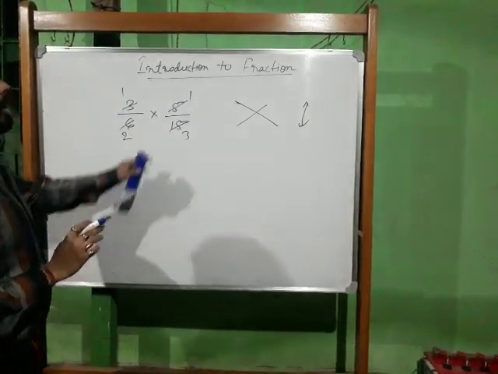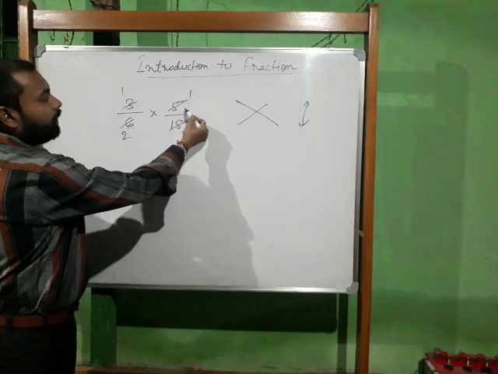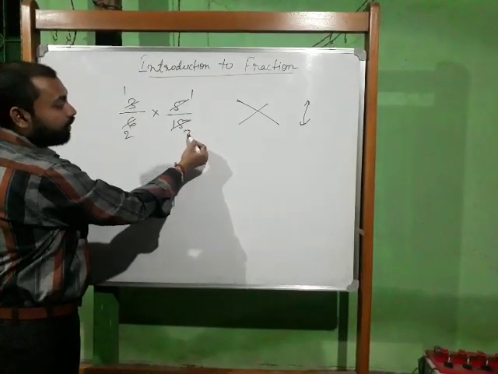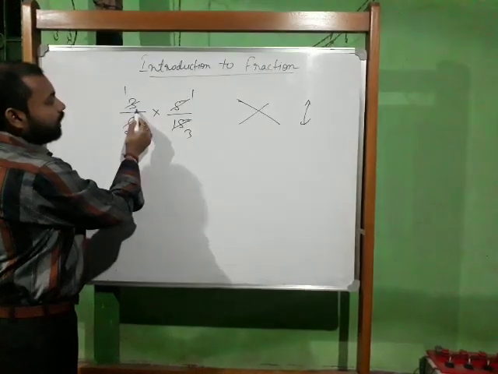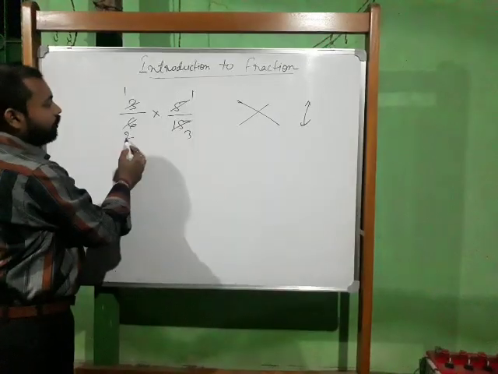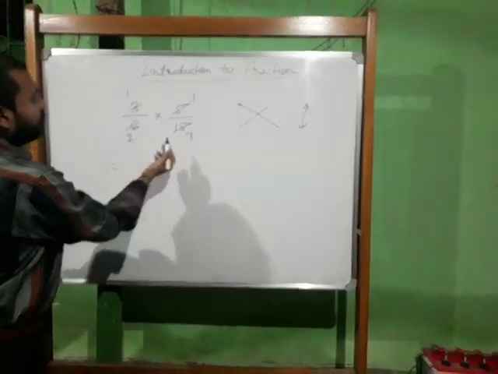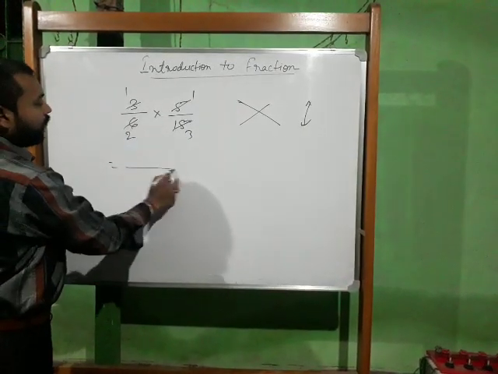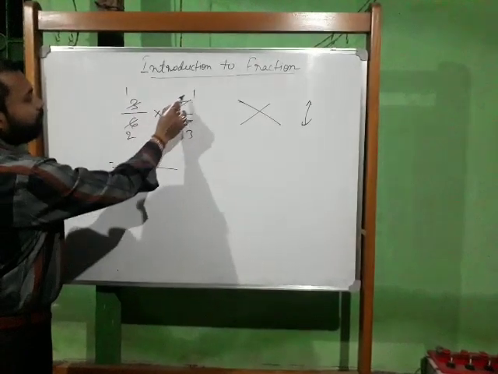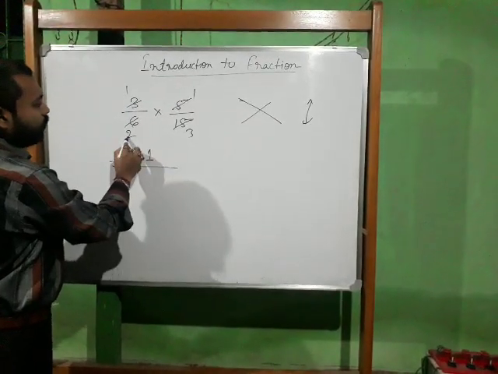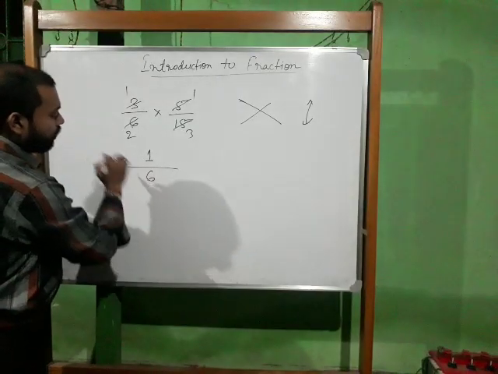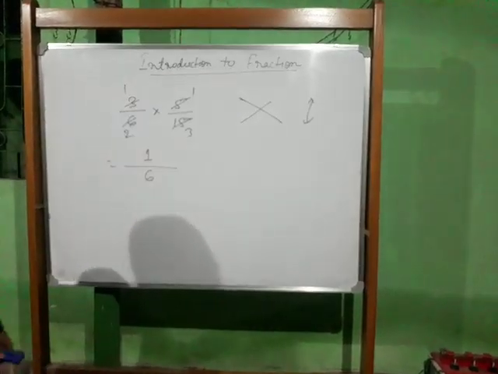Keep in mind that you have to reduce with the same number. Suppose I am reducing with 5 here, so 5 1s are 5, with 5 only you have to reduce. So 5 3s are 15. Here we have done with 3, 3 1s are 3, 3 2s are 6. Now you cannot do any further reduction. So now you multiply. 1 multiplied by 1 is 1. 2 multiplied by 3 is 6. So the answer is 1 by 6.